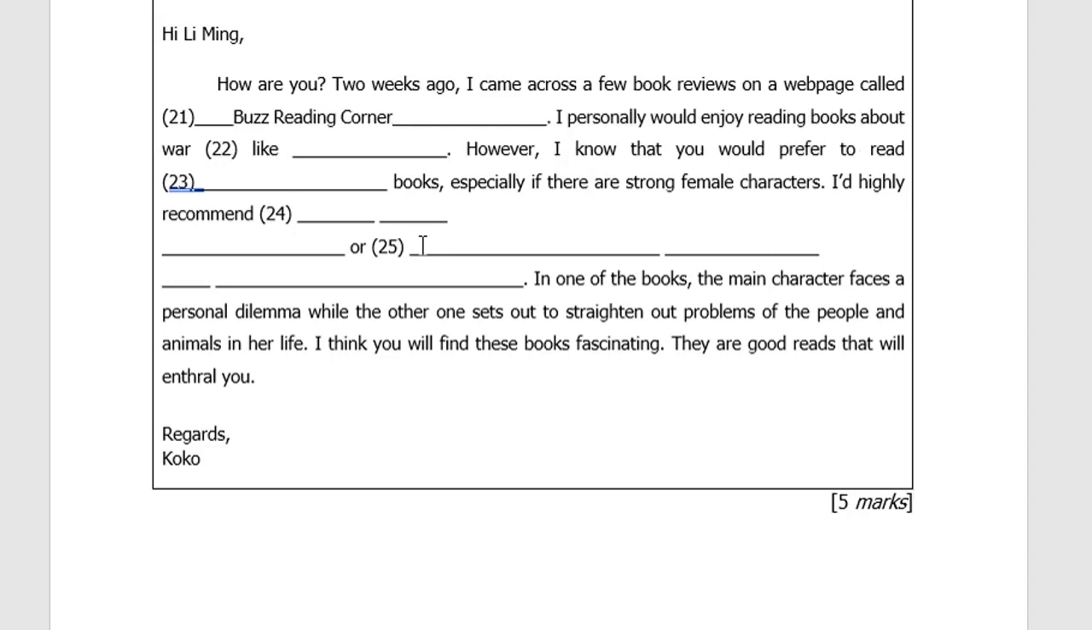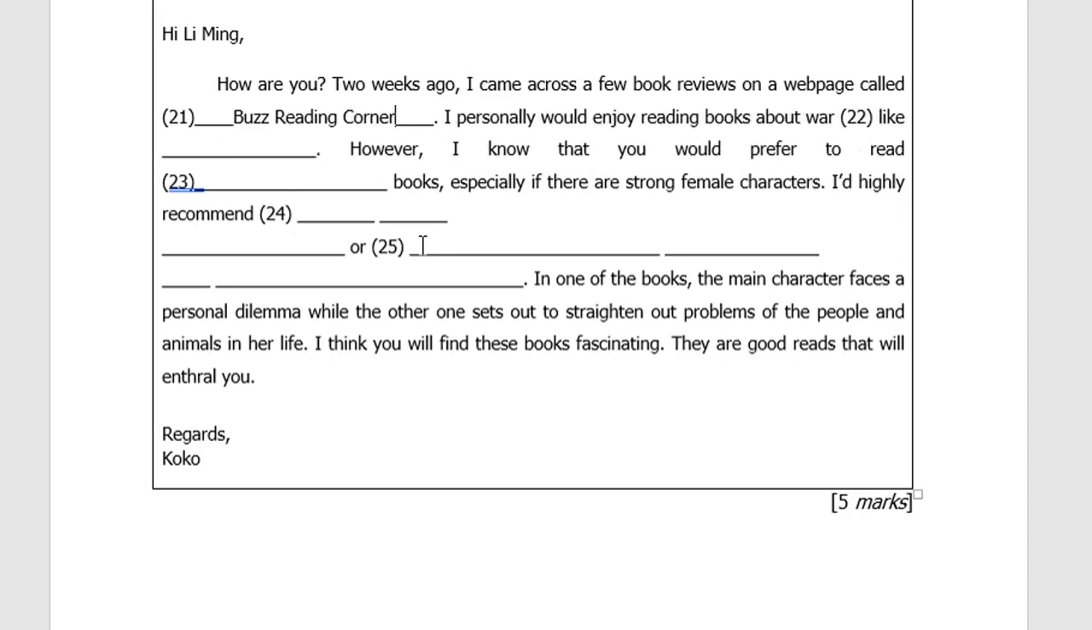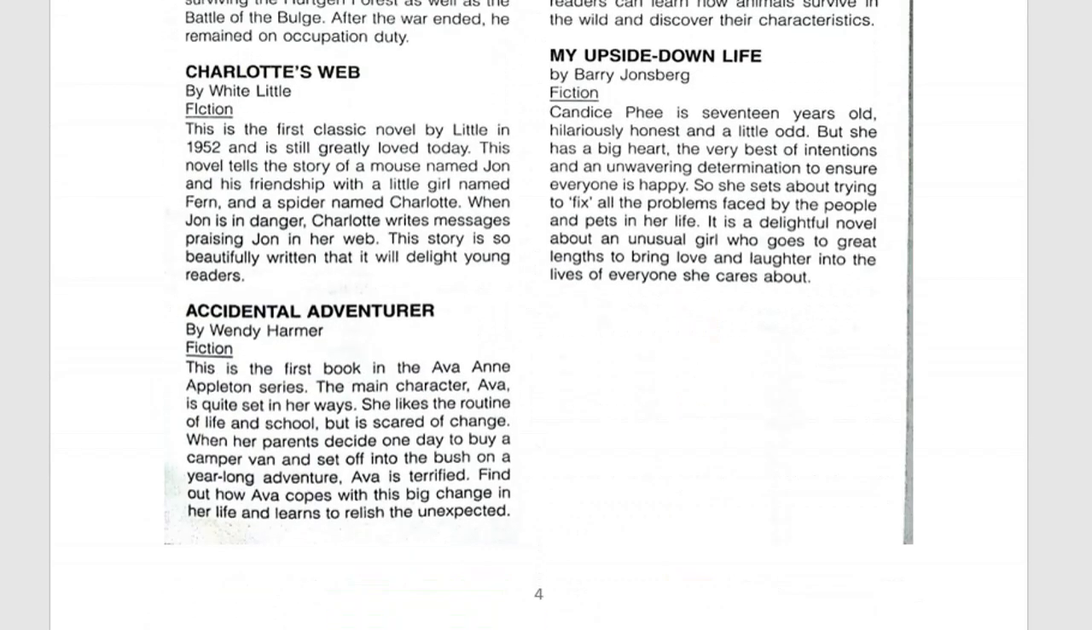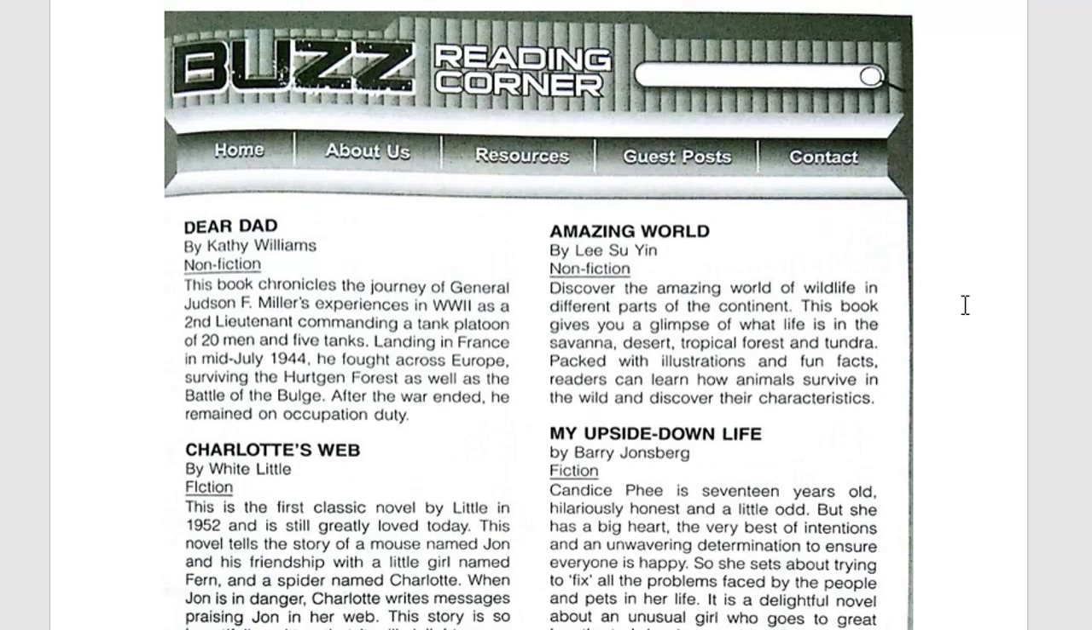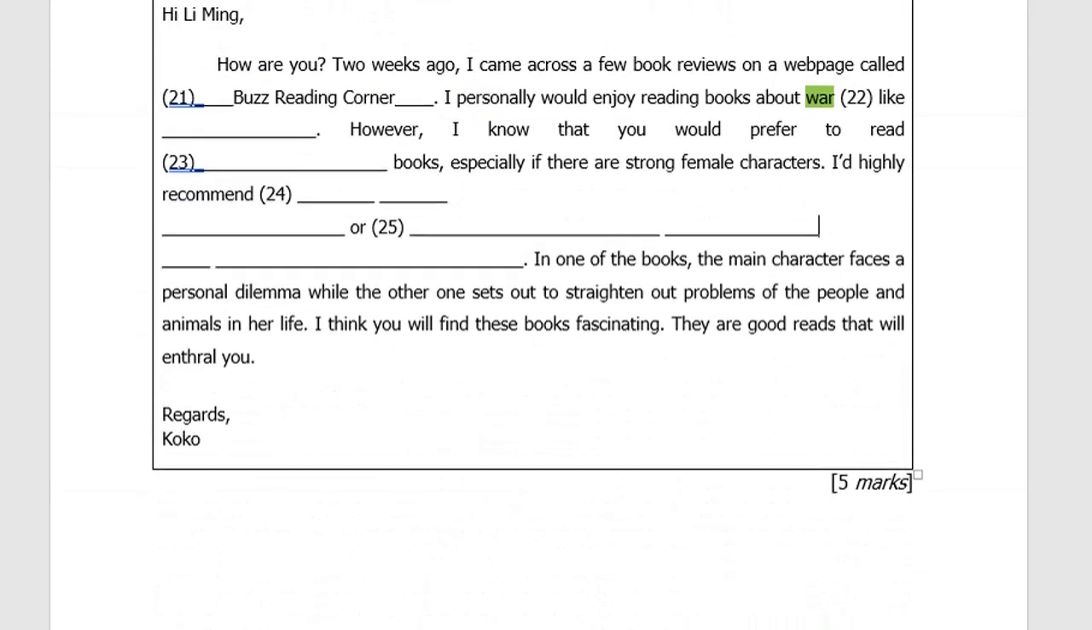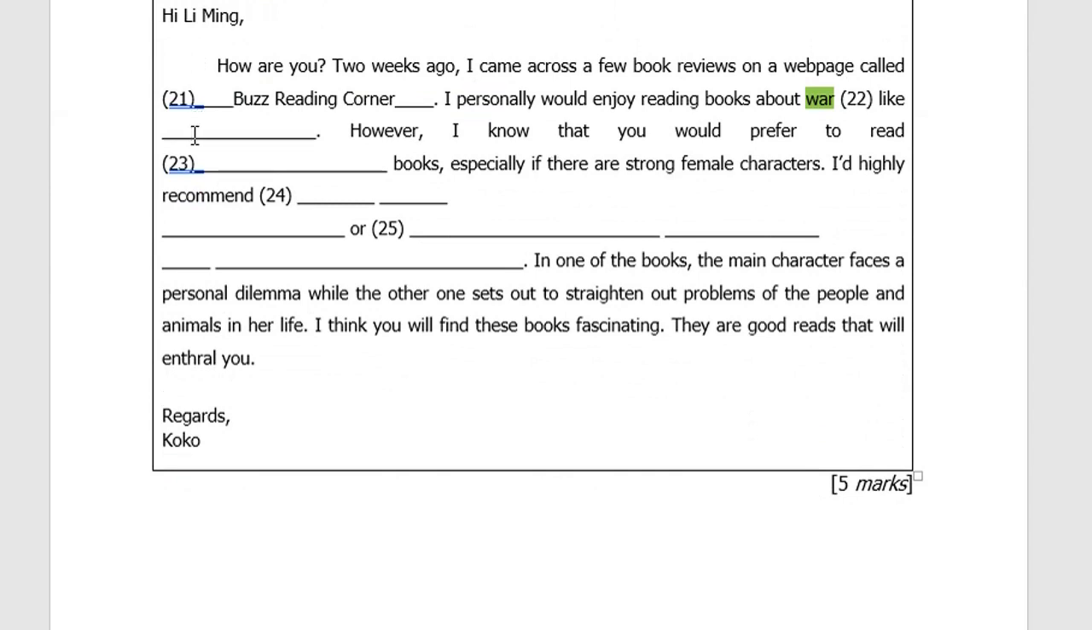Okay, that is how you write your answer. Okay, the second blank, number 22. I personally would enjoy reading books about war. Perang, war. Okay, so which book is telling us about war? So the answer is here, World War II, Perang Dunia Kedua. So the answer is Dear Dad. So you write the words Dear Dad here.